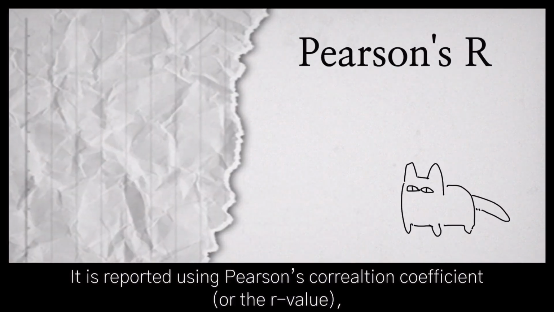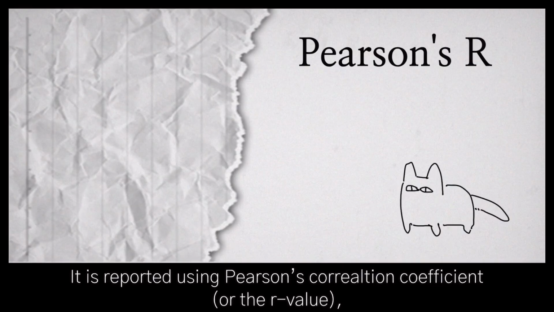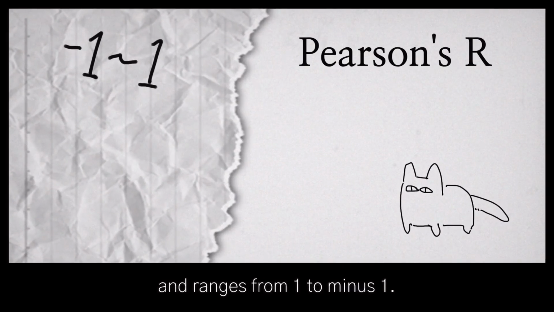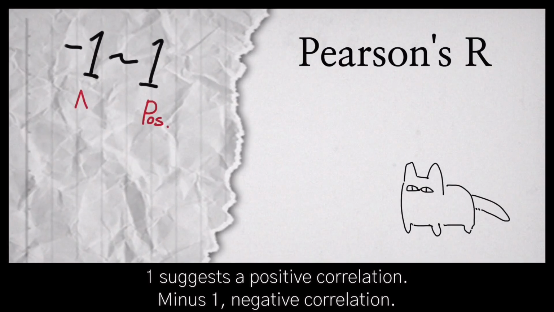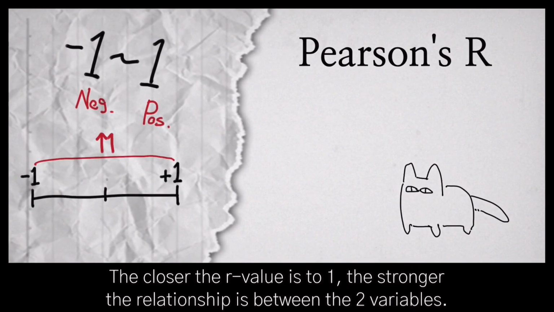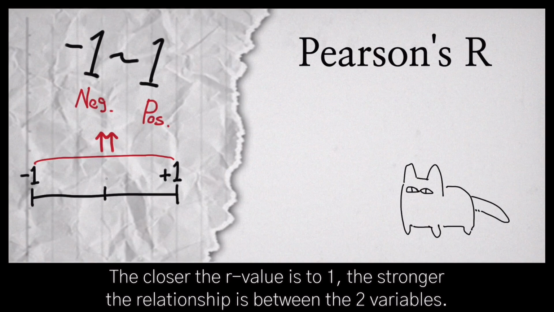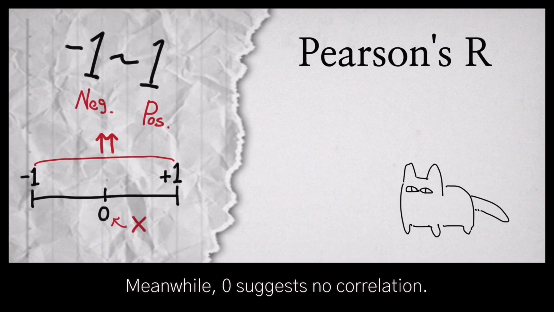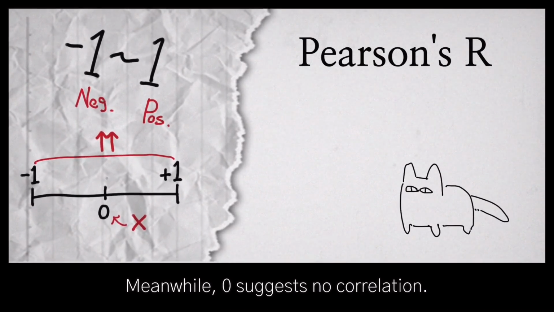It is reported using Pearson's correlation coefficient, or the R value, and ranges from 1 to -1. 1 suggests a positive correlation, -1, negative correlation. The closer the R value is to 1, the stronger the relationship is between the two variables. Meanwhile, 0 suggests no correlation.